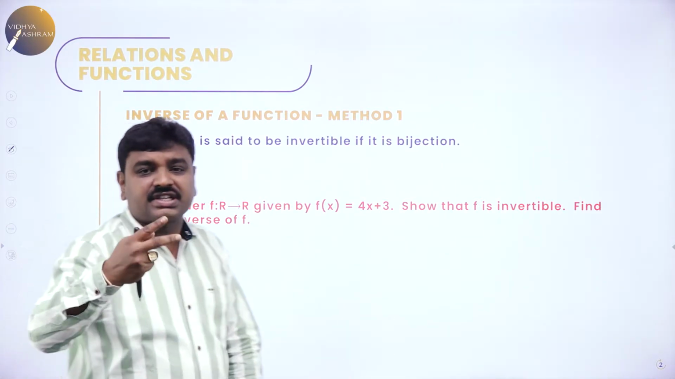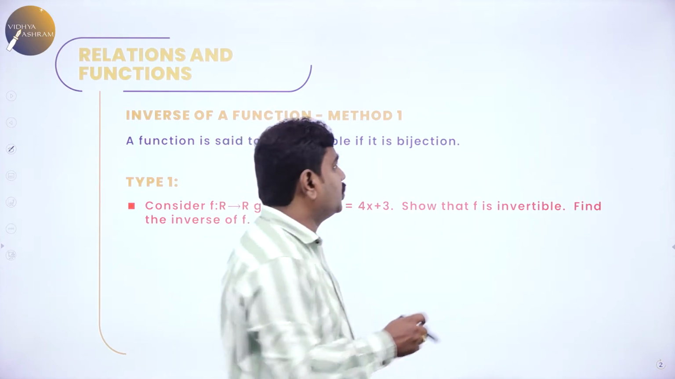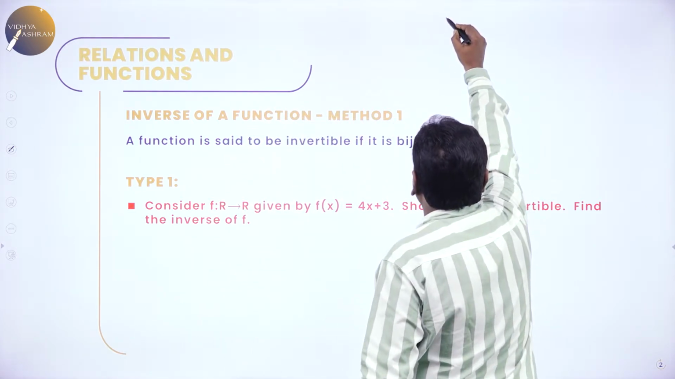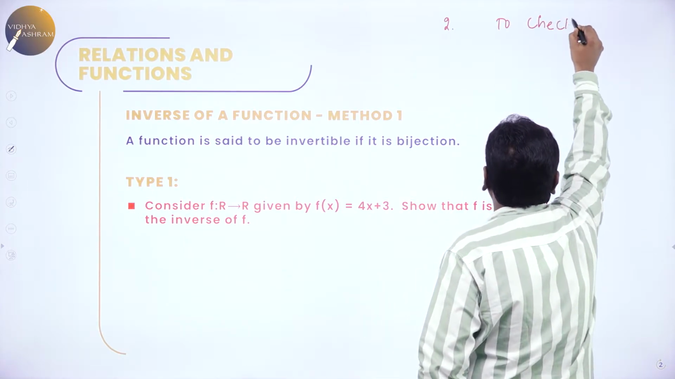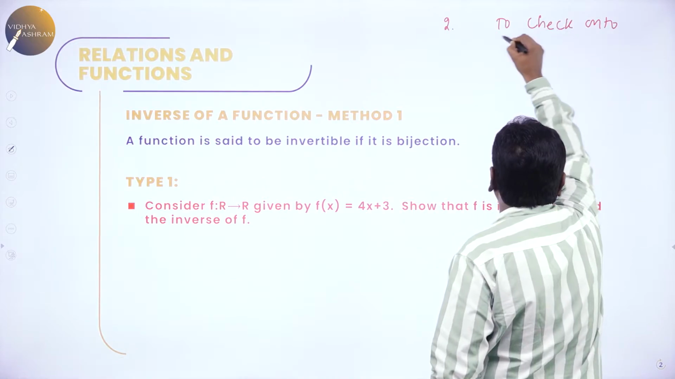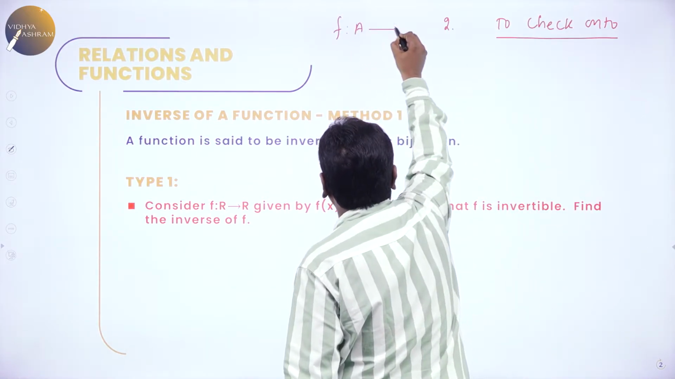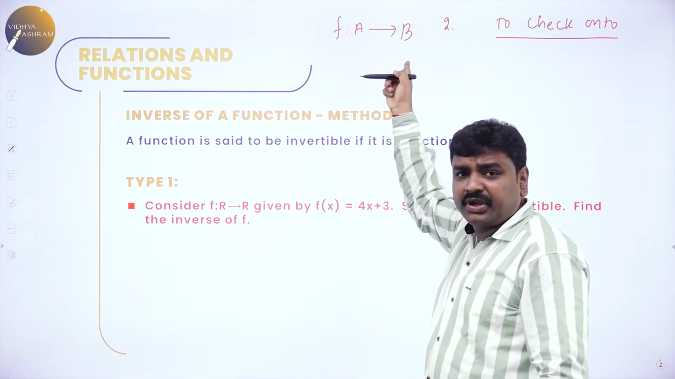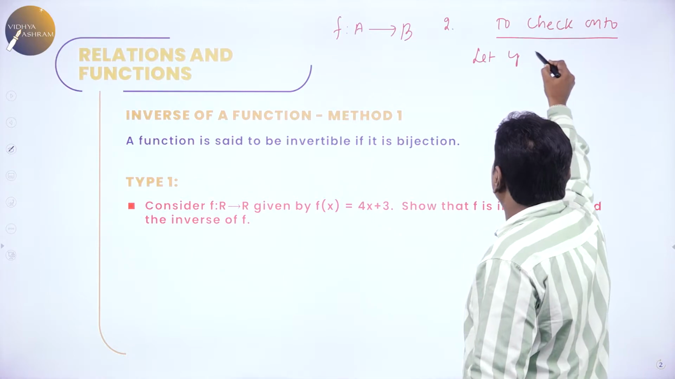Next, the second step. What is the second step? To check onto. How to prove a function is onto. Again, I am assuming f is mapping from A to B. What is A? Domain. What is B? Codomain. So let us assume y belongs to the codomain.